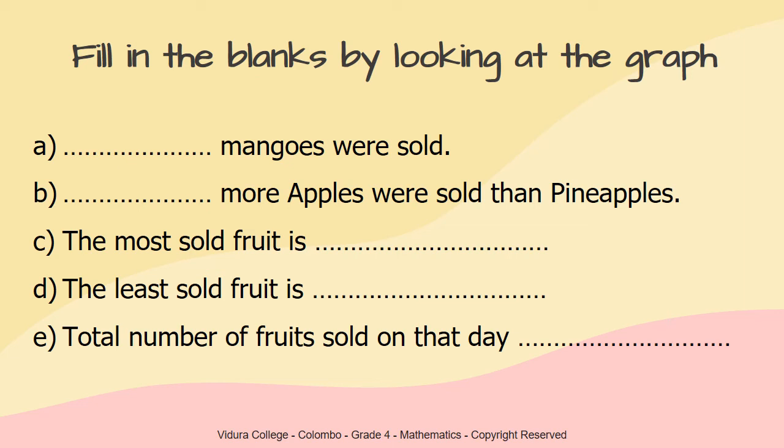Here is the question. Fill in the blanks by looking at the graph. A. Blank mangoes were sold. B. Blank more apples were sold than pineapples. C. The most sold fruit is blank. D. The least sold fruit is blank. E. Total number of fruits sold on that day blank. So we have to find answers for the blank. You have to look at the graph and find the answers.